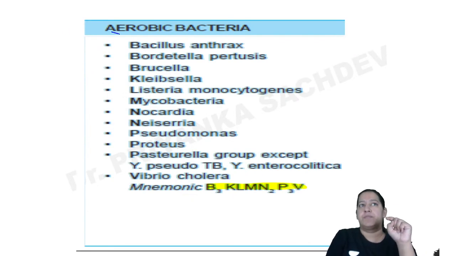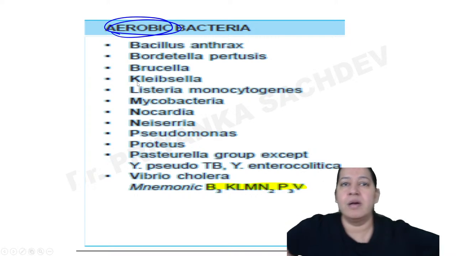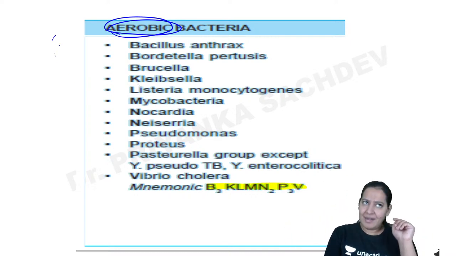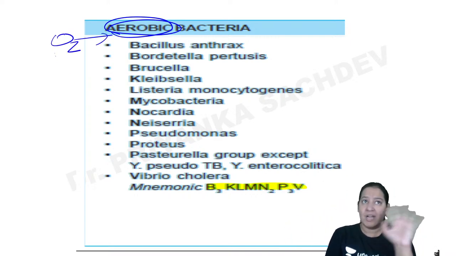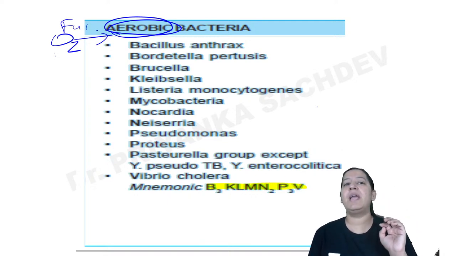these are facultative anaerobes. These are aerobes. Wo anaerobe the. Ye aerobic hai. These are facultative aerobes. So agar oxygen hoga to they can grow. But these are not strict. These are facultative aerobes. So the mnemonic is B, just a second.